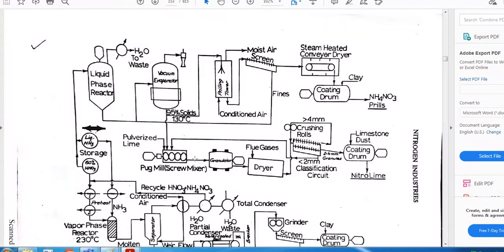So this is one of the applications of free flowing solids. Here also agitation plays a vital role. But the type of impeller used in a liquid phase reactor and the type used in the pug mill are totally different. It all depends upon the materials which we require for mixing. That is important. Then let us consider one more example.